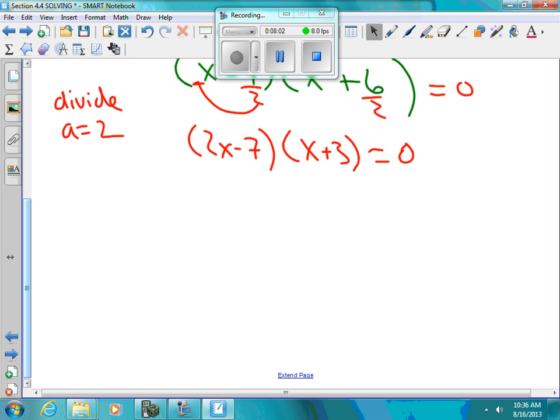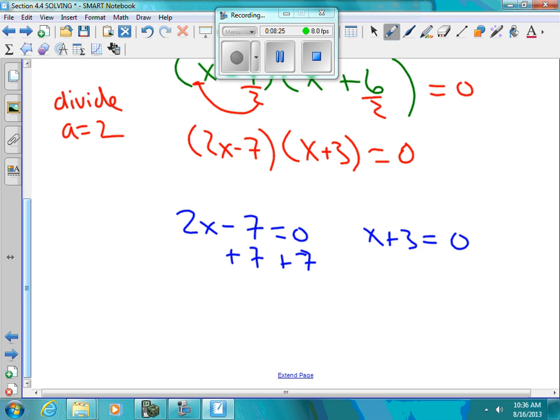So 2x minus 7 times x plus 3. We're going to use the zero product property again. 2x minus 7 is 0, and x plus 3 is 0. What do we do? If I look at this one, I have 2 times x, and I'm subtracting 7. What do I undo first? I undo the subtraction. How do I undo subtracting 7? I add 7 to both sides. So I get 2x equals a positive 7. Divide both sides by 2. X is 7 over 2.